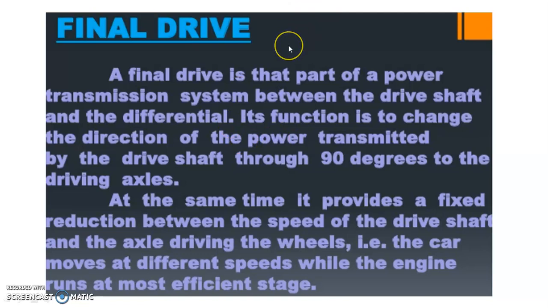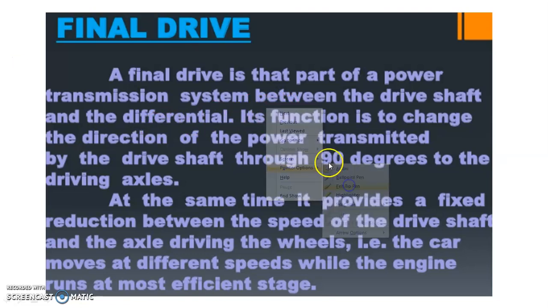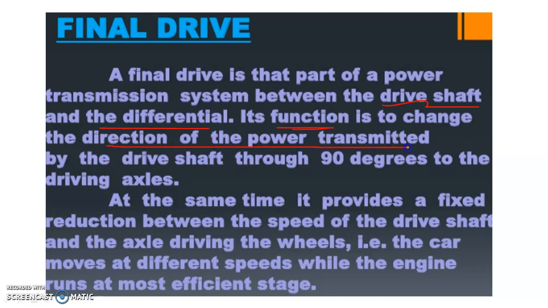A final drive is the part of the power transmission system between the drive shaft and the differential. So it is a part which is located between the drive shaft and the differential. What is its function? Its function is to change the direction of power transmitted by the drive shaft through 90 degrees to the driving shaft. This is the main function of the final drive.